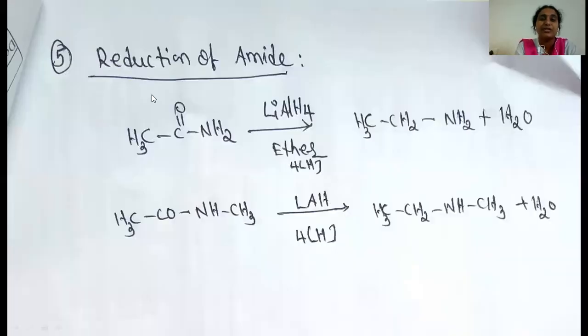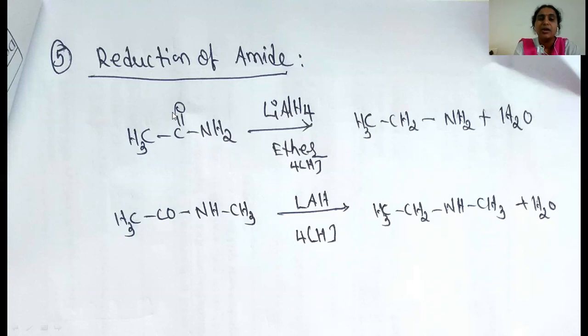And the last preparation of amines is reduction of amide. Here this is CH3 C double bond O NH2. C double bond O NH2 is called an amide, and when it is reduced in the presence of the reducing agent lithium aluminum hydride, which is a strong reducing agent, what will happen here?